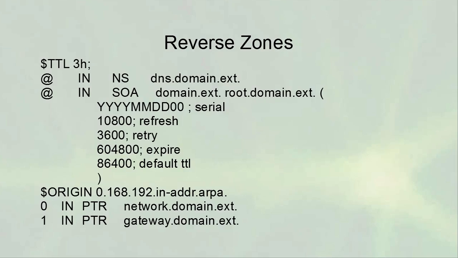You also have reverse zones. So the top part of the reverse zone looks the same. You can see it jumps down to this origin thing, so origin to specify individual pieces. This is doing the 192.168.0 range. And you can see the 192.168.0.0 is that second to the bottom line, where it is a 0 in PTR for pointer, network.domain.ext dot. So it's telling you what the name of that IP address is when you do a reverse lookup. And you can see the .1 as well.